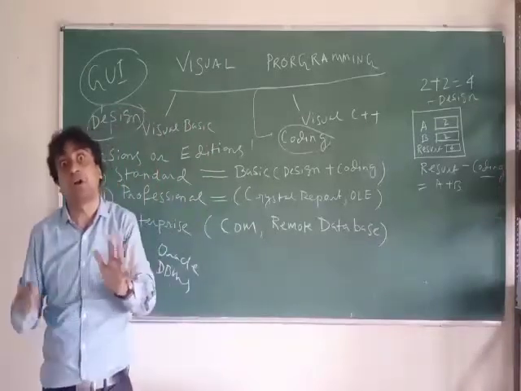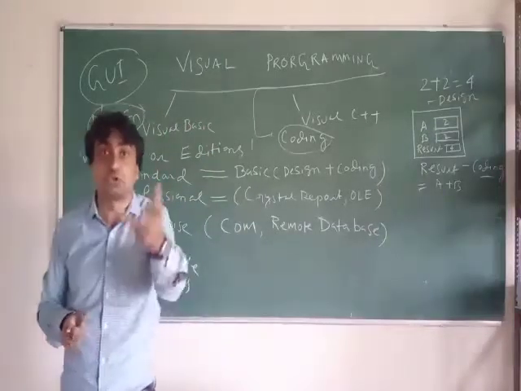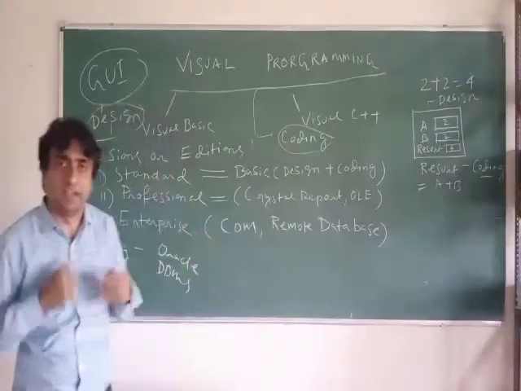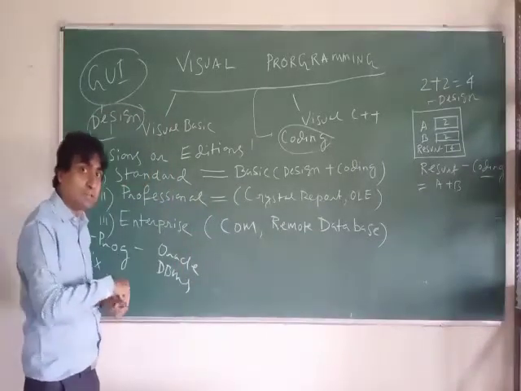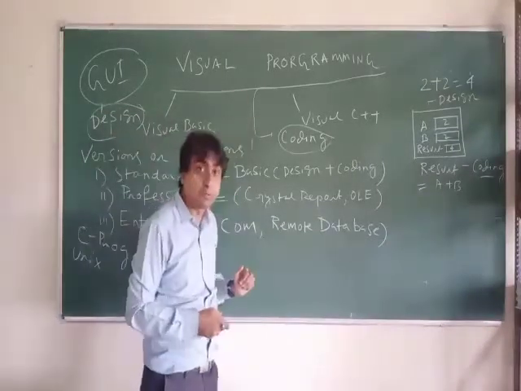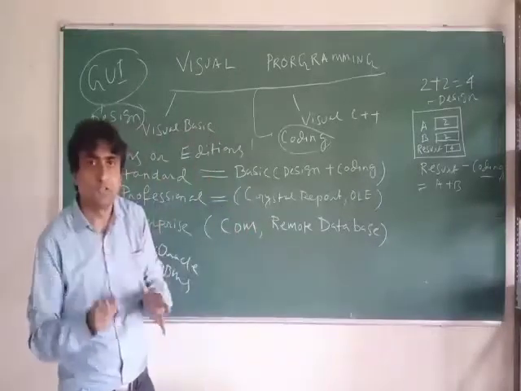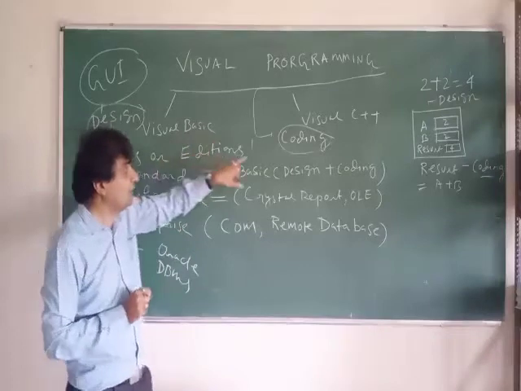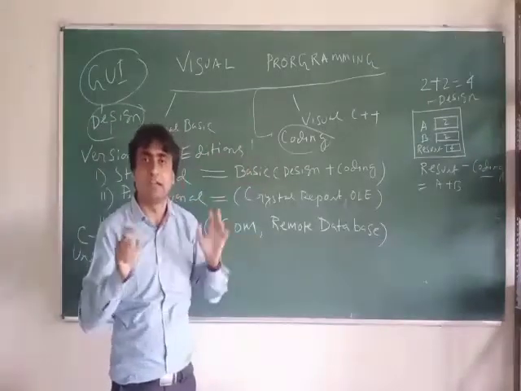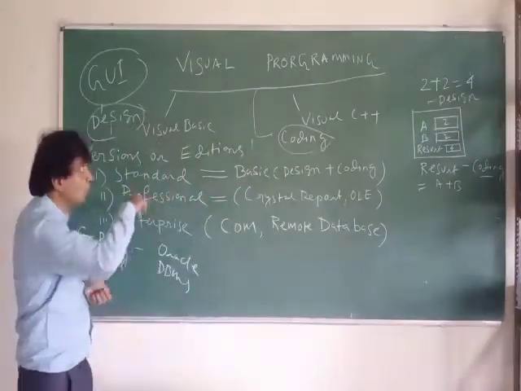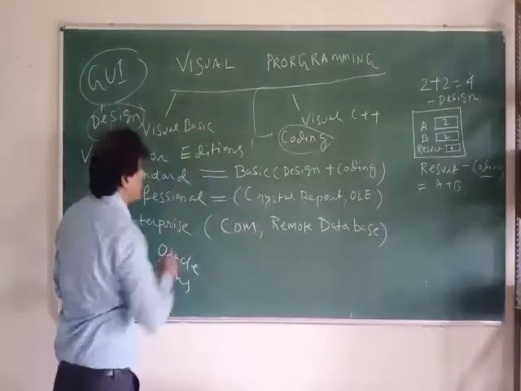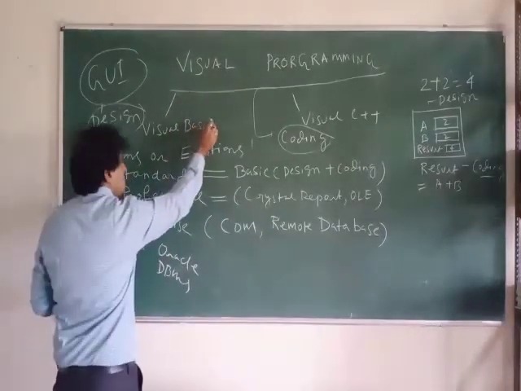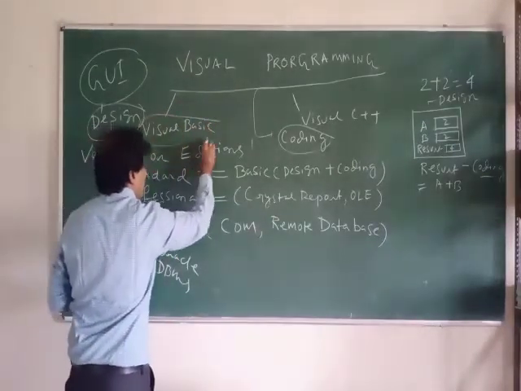That is not coming automatically. That should be design. And for design, what is required? Programming is required. So simply, visual programming is a combination of design and coding. Now, visual programming is divided into two components.